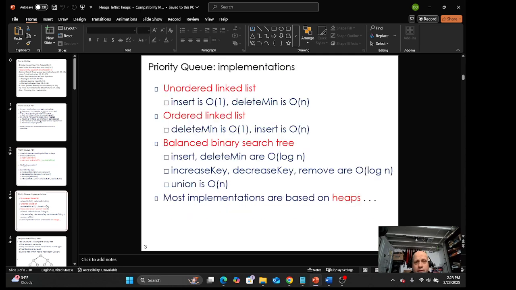Let's move forward. So for some of the implementations, you can use an unordered linked list. Here, the insert is big O(1), and delete min would be big O(n). With an ordered linked list, the delete min would be O(1), and the insert would be O(n).